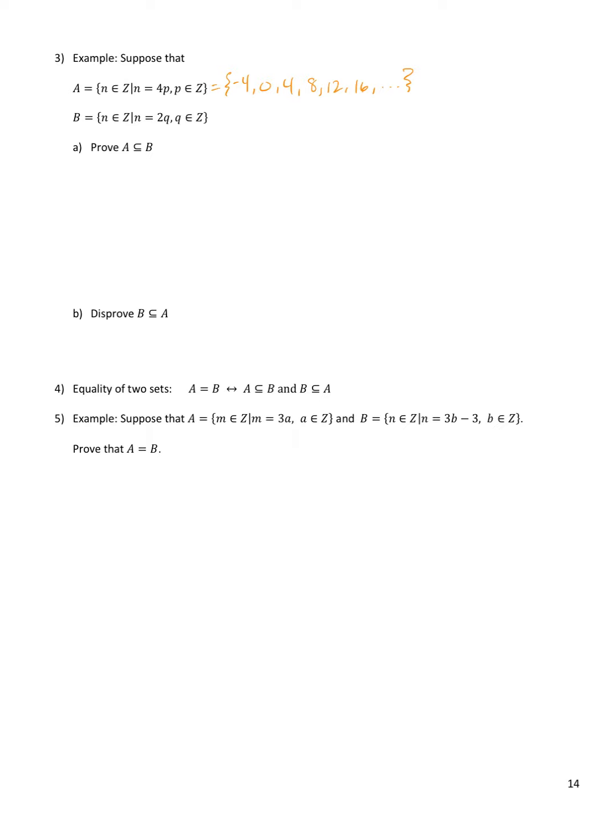And then set B is going to be the set of all n in Z such that n equals 2q, where q is an element of Z. So these are multiples of 2. If I list multiples of 2, I would have ..., -4, -2, 0, 2, 4, 6, 8, 10, etc. I should put dots on the left too.